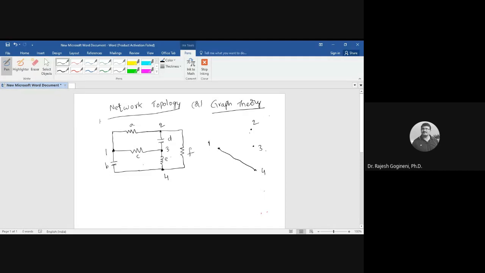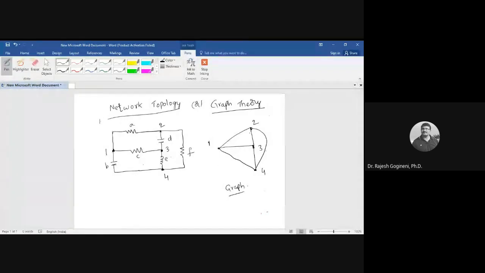This is 1 to 4, one connection, and 1 to 3, there is one more, 1 to 2, and 2 to 4. 2 to 4 is there, 2 to 3, 3 to 4, right? So this is called the graph of the given network. Is it simple or not? Simply first indicate whatever nodes are present in the network, then write the different branches. So these are called the branches of this graph, branches of the network.